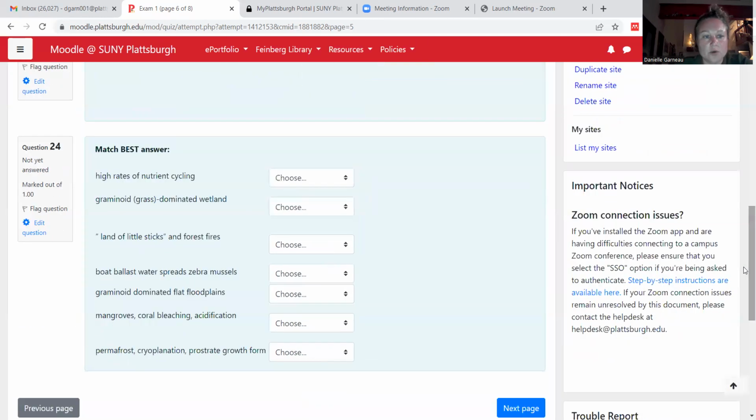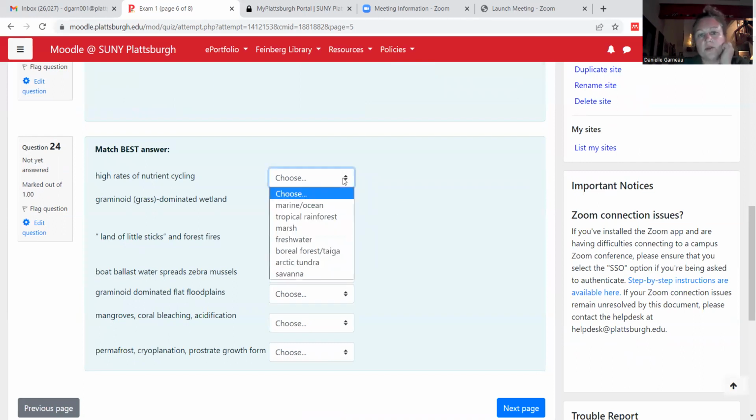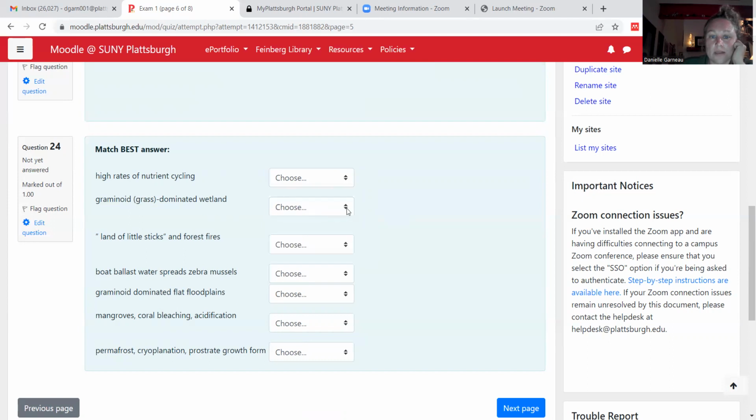We move down here to our matching. High rates of nutrient cycling. We associated that with the tropical rainforest, right? We were afraid that that was one of the concerns with deforestation, that the nutrients are tied up in the trees and the rates of decomposition are really fast because the conditions are moist and really warm. So the bacteria and fungus and whatnot that are in organisms, like our insects, are breaking stuff down really rapidly. So high rates of nutrient cycling in the tropics.